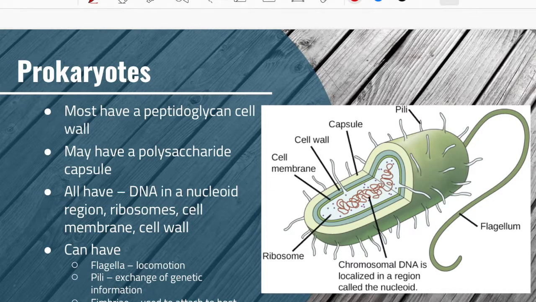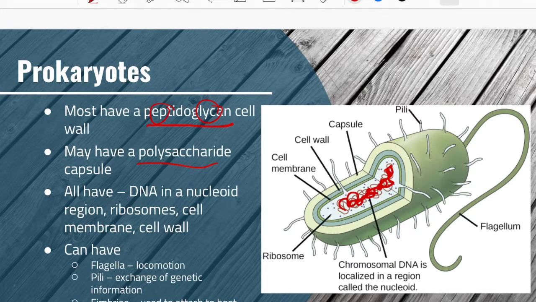Prokaryotes will have a peptidoglycan cell wall. So they have a cell wall. Peptidoglycan is what it's made of. When we talk about cell walls in plants, we talk about cellulose, but here we're looking at peptidoglycan, which means it's made of a protein and a carbohydrate. So that peptid is your protein and glycan is your carbohydrate. Most of them will have a capsule around them. All of them will have DNA found in what's called the nucleoid region. The nucleoid region is simply the area within the prokaryote where you can generally find the DNA. It's not enclosed in a nucleus, it's just in a region.